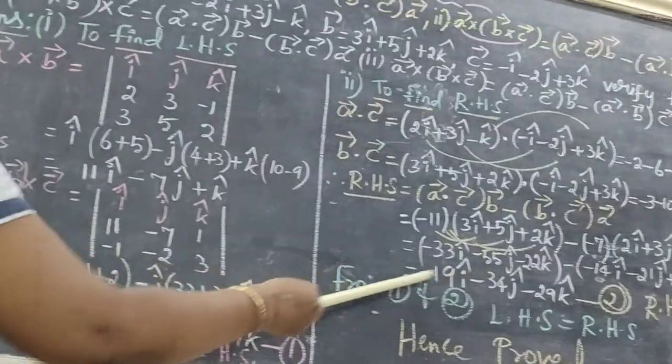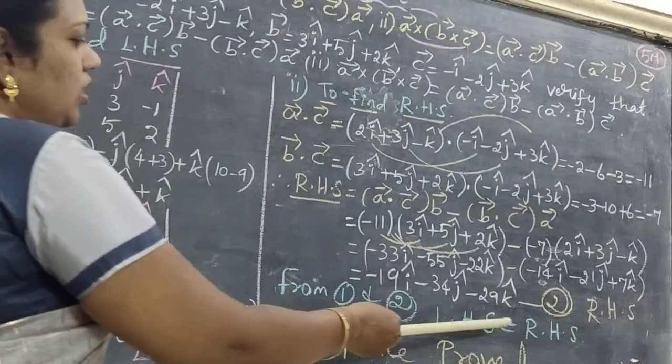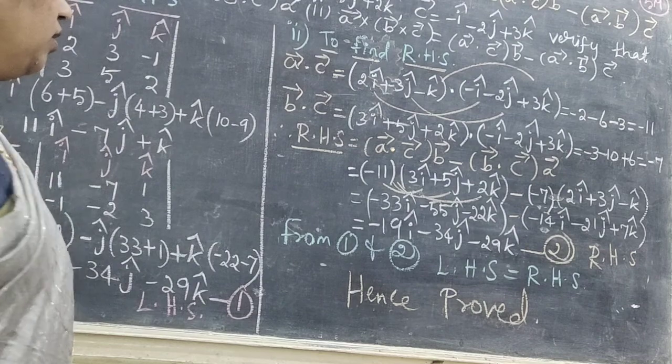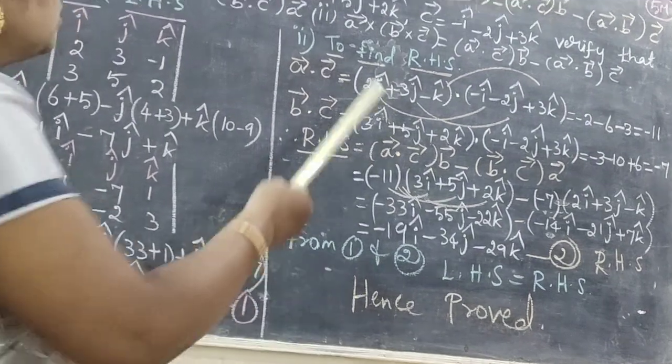From 1 and 2, the left hand side is equal to right hand side. Hence proved. The second one is your homework.